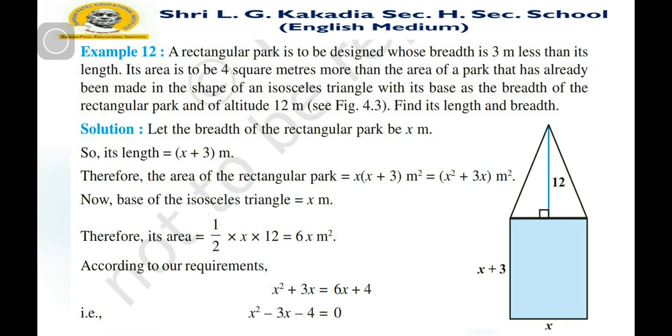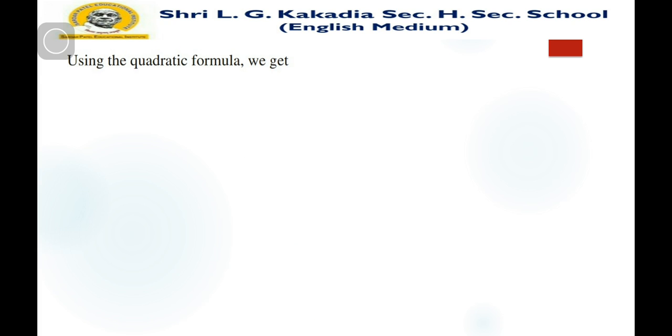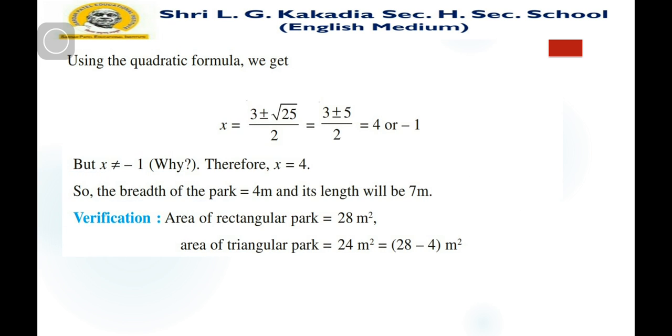So we get x square minus 3x minus 4 is equal to 0 as a quadratic equation. Now we want to find the solution of this quadratic equation, so we have to compare the given quadratic equation with the standard form, that is ax square plus bx plus c is equal to 0, where a does not equal 0. Then, using the quadratic formula, we get x is equal to 3 plus or minus square root of 25 by 2. After that, we find the value of x is equal to 4 or minus 1.